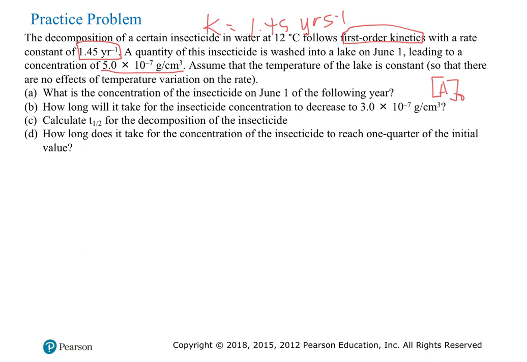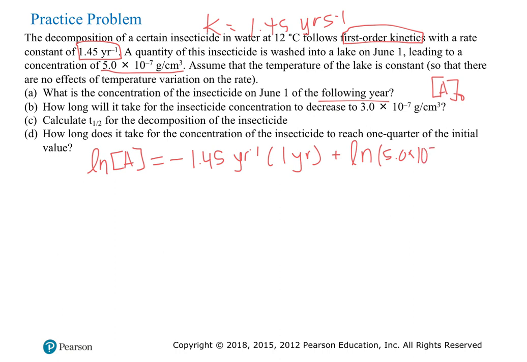Okay, and then the temperature is constant, so that's good to know, for the rate constant doesn't change. So what's the concentration of the insecticide on June 1st the following year? So it wants to know the concentration. Basically we're going to do ln of our component is negative k, so 1.45 inverse years, times our time. Now this is the following year, so it's just been 1 year, plus ln of our initial concentration, which is 5.0 times 10 to the negative 7 grams per centimeter cubed.